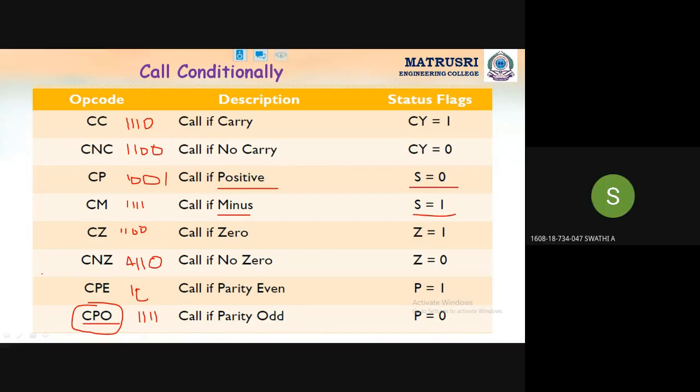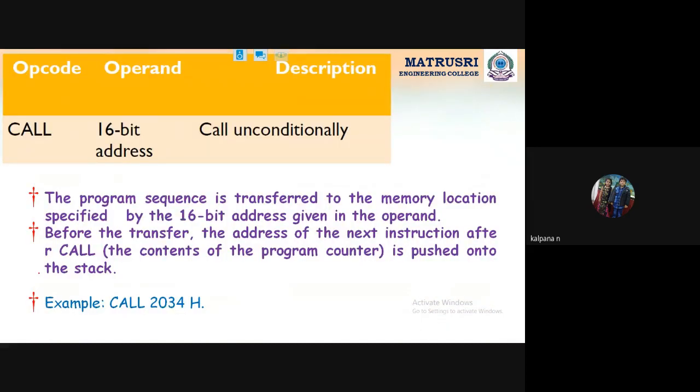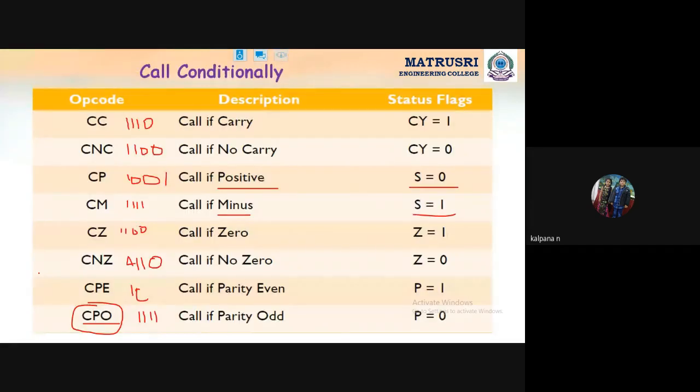Till now, what instructions have we discussed in branch? Jump: JMP unconditional, J-condition conditional. Similarly, CALL unconditional, and C followed by the flag letter. CC means carry, CNC means no carry, CP means positive sign flag, CM means negative sign flag, CZ means zero flag, CNZ means non-zero, CPE means parity even, CPO means parity odd.